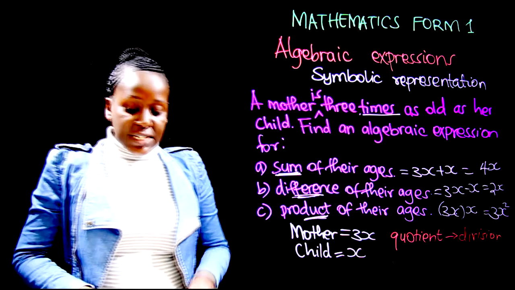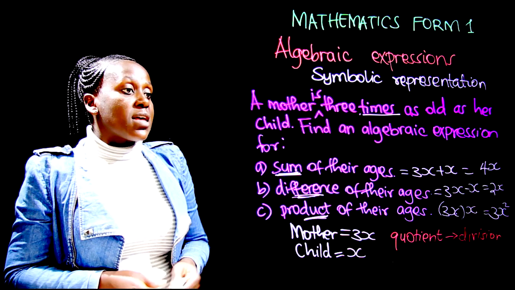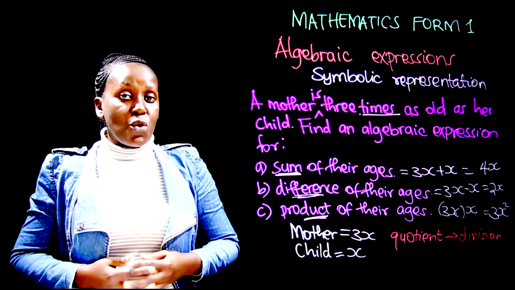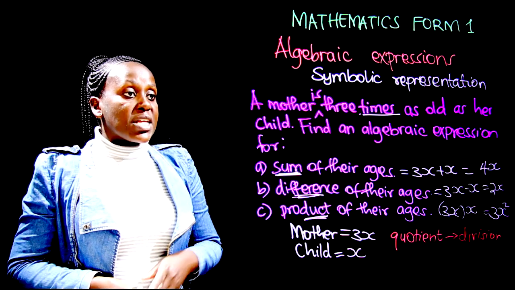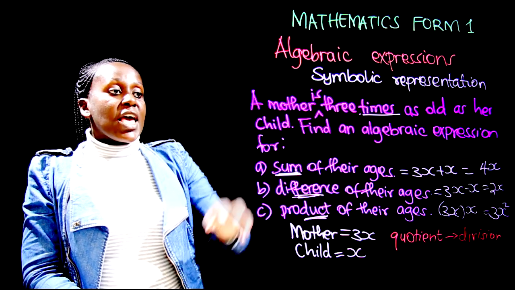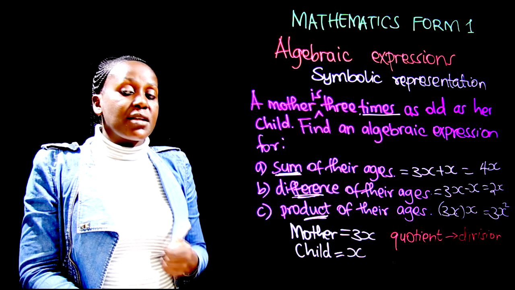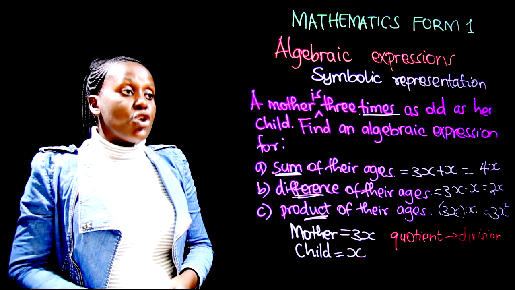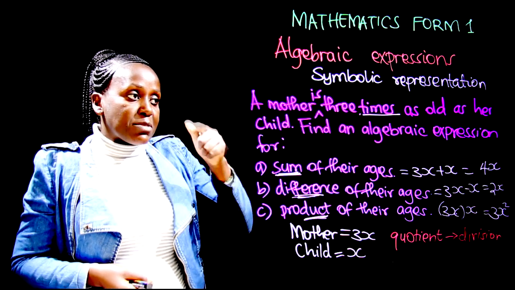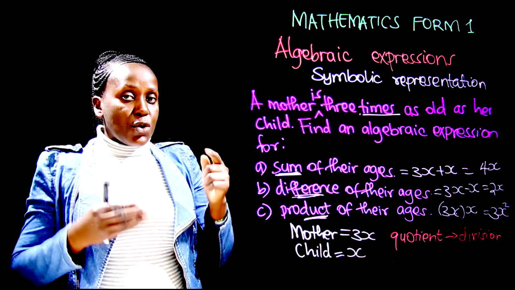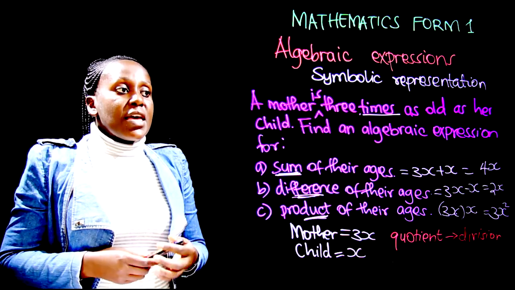Now, there are other terms that are used in these questions that you need to know what they mean. For instance, in this question, we had been told that the mother is 3 times. The word times there represents multiplication. So the mother is 3 times the age of the son. So you do multiplication.